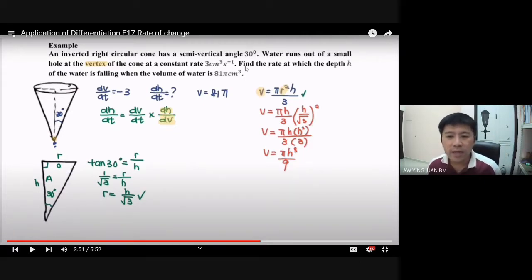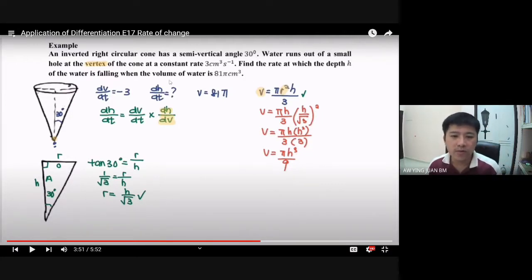Teruskan. Find the rate at which the depth of the water is falling. Maksudnya, you punya H akan berturun. Betul? Kalau air ni makin hari makin kurang, so H pun makin turun lah. So, fokus kita dH/dt. Saya boleh bagi tahu you, dH/dt you mesti negatif. Sebab, kalau rujuk ke diagram ini, H dia makin hari makin rendah.